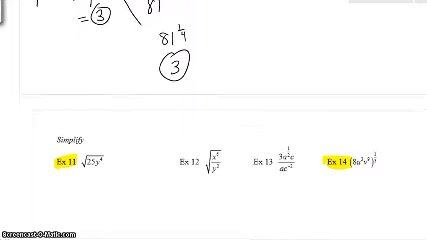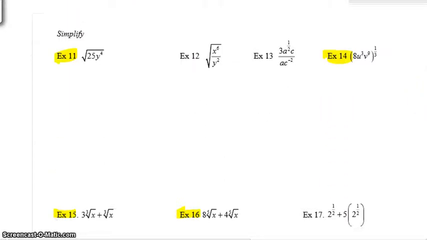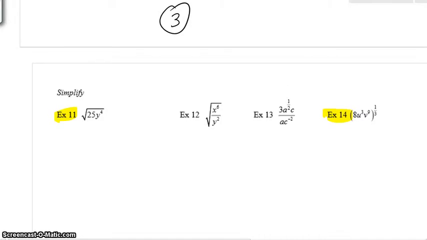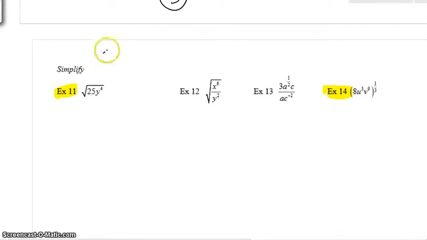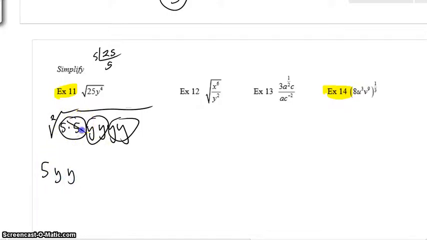On the other side, like I said, we're just going to do a few more of these. What you've got here is really some review. 25 is really 5 times 5. This is a second root. You've got y to the 4th. Well, that's 4 y's all in a row. I've got a group of 2, a group of 2, and another group of 2. Out comes a 5, out comes a y, out comes a y. There's nothing left. Final answer is 5y squared.